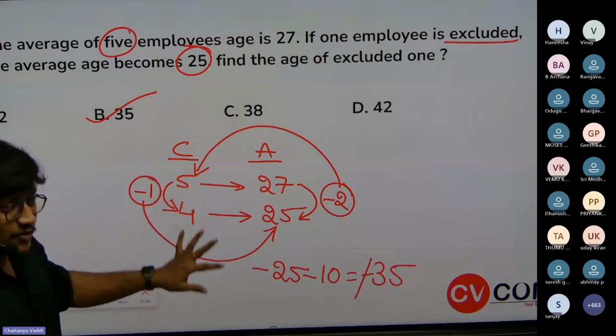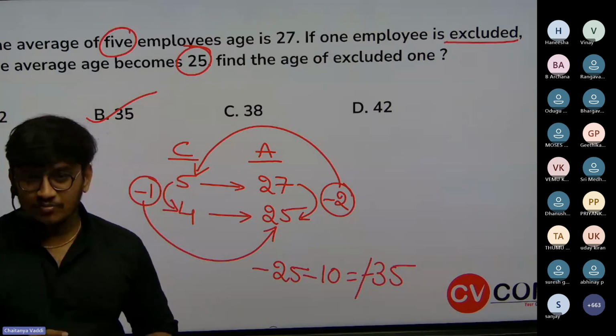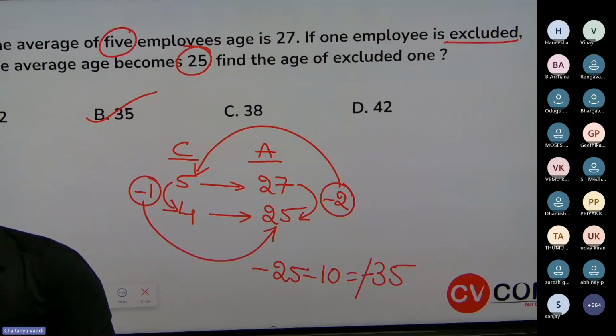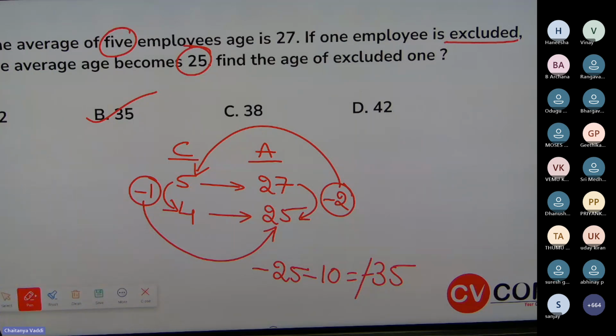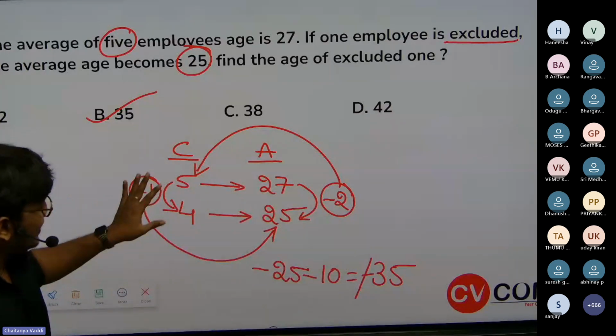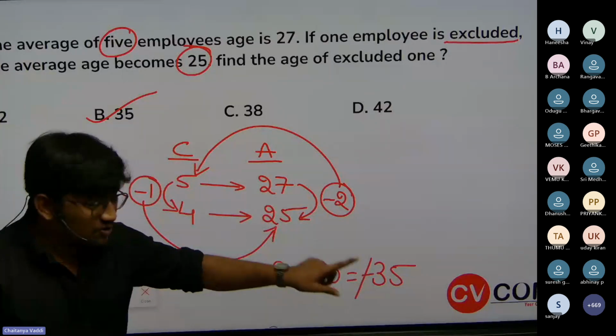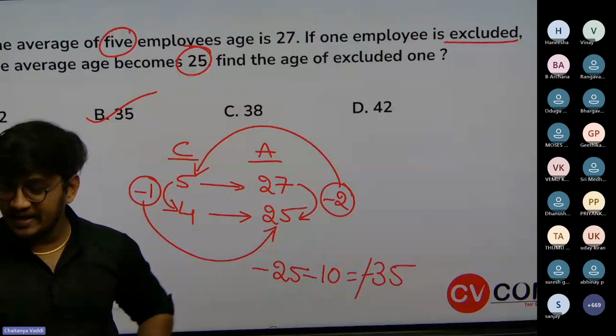So the same procedure applies for person added or person removed. I hope you all are clear. Yes, I can see many answers posted: 35. Very good. Don't forget to take negatives as they are, and at last when you get a negative answer, please ignore that negative sign.